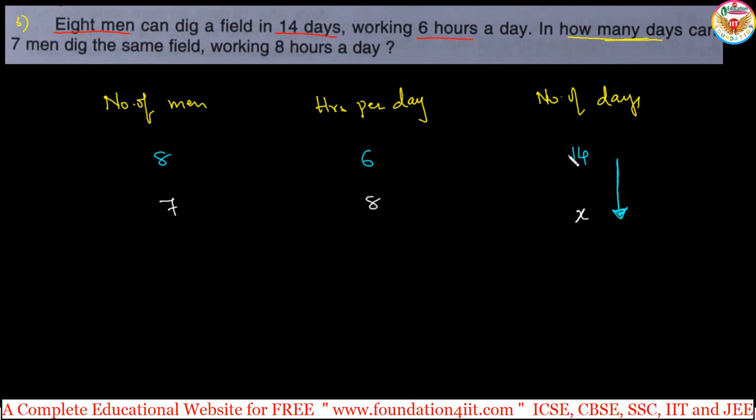Next, according to this, we'll compare both. For example, number of men and number of days, observe what type of variation it is, and hours per day to number of days you check. If this is a direct variation, keep the same side arrow. Inverse variation, keep the opposite. Now, first one, number of men, number of days. If there are more men, they'll take less days, right? And less men, more days. That means number of men and number of days is inverse variation. Because of inverse variation, you take the arrow reverse.